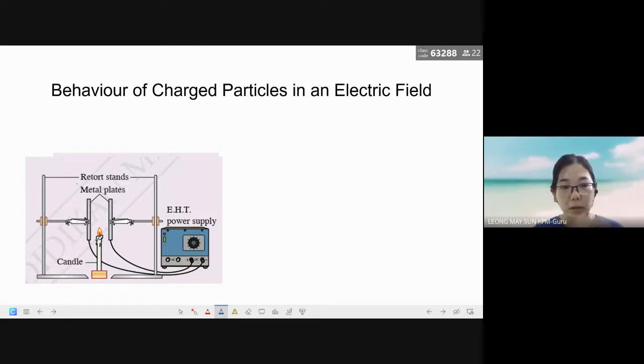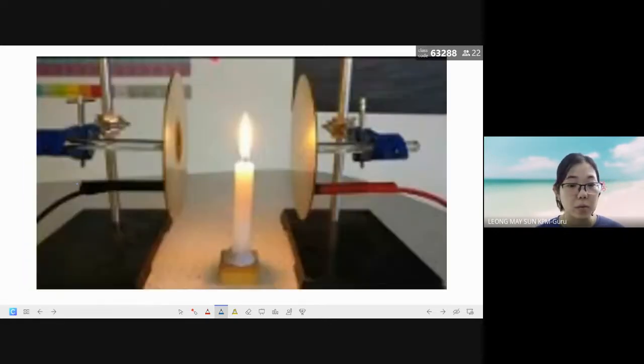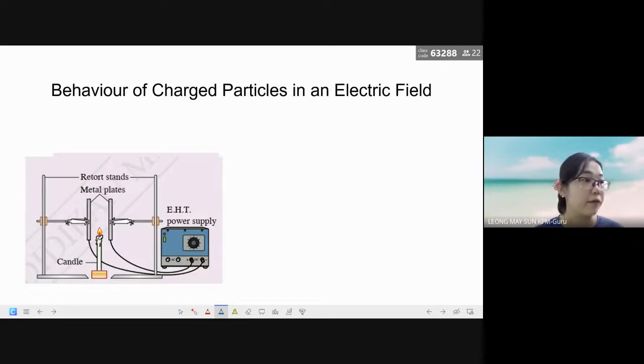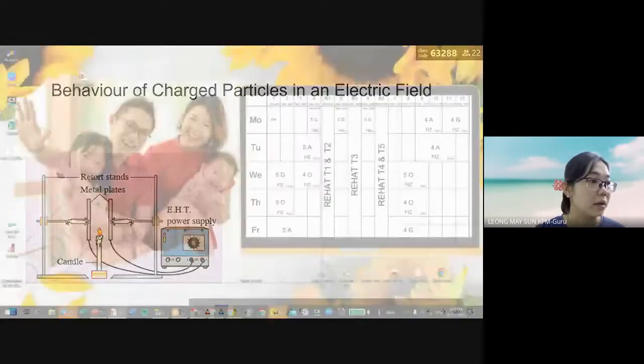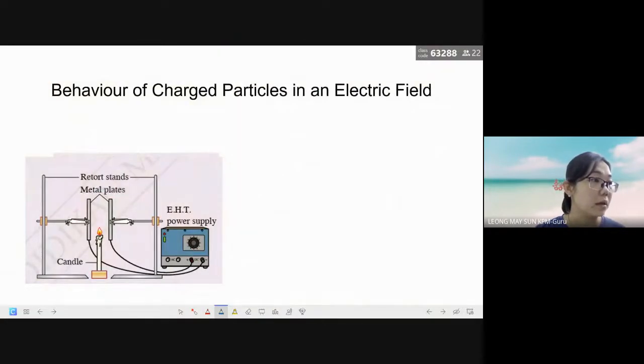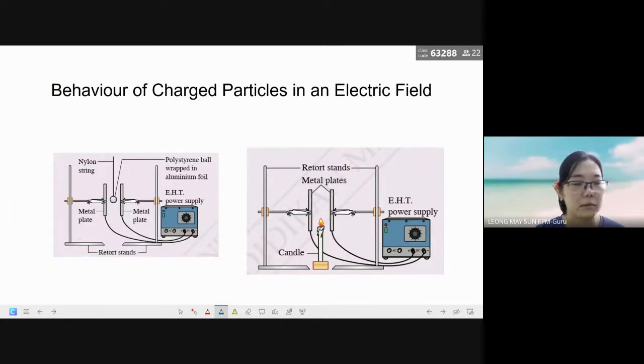So I'm just going to mention regarding the behavior of charged particles in the electric field. We have two situations. Something is missing in this picture. Okay. All right. Two situations that they ask in SPM. We have a parallel plate. We put a ping pong ball in the middle. Another situation whereby we put a candle flame in the middle. Okay, so we're going to talk about a candle flame.